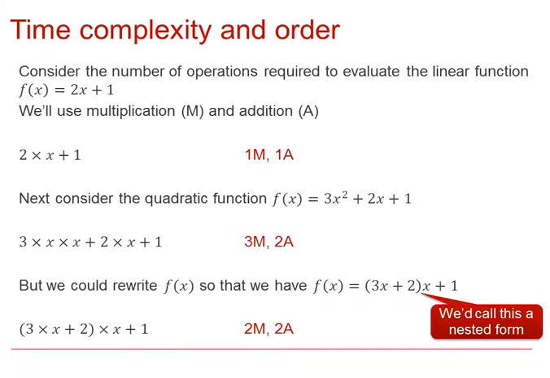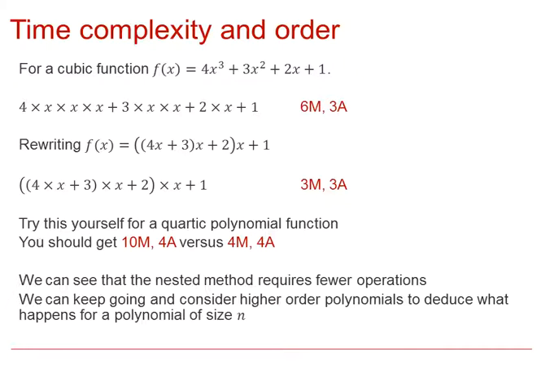This way of rewriting the function of x is called a nested form. This nesting becomes increasingly useful as the order of the polynomial increases. So for a cubic function, f of x equals 4x cubed plus 3x squared plus 2x plus 1, for example, when we write it out in the original form, we would have 6 multiplications and 3 additions. However, if we rewrite it in the nested form, that reduces down to 3 multiplications and 3 additions. Try this for yourself for a quartic polynomial function.